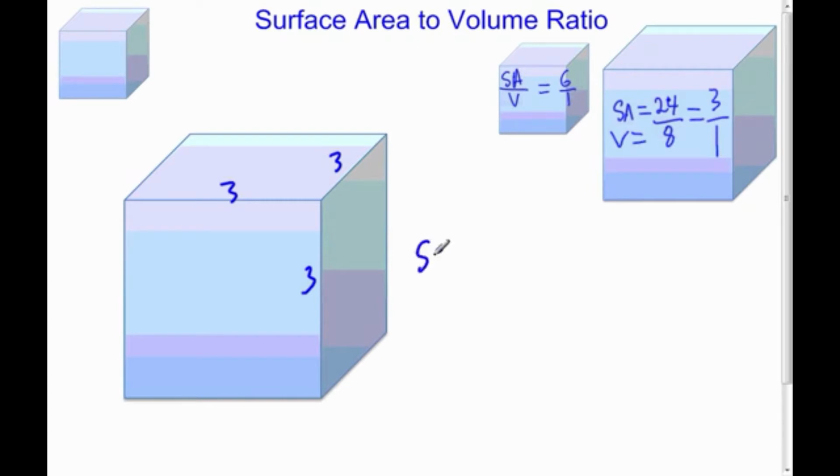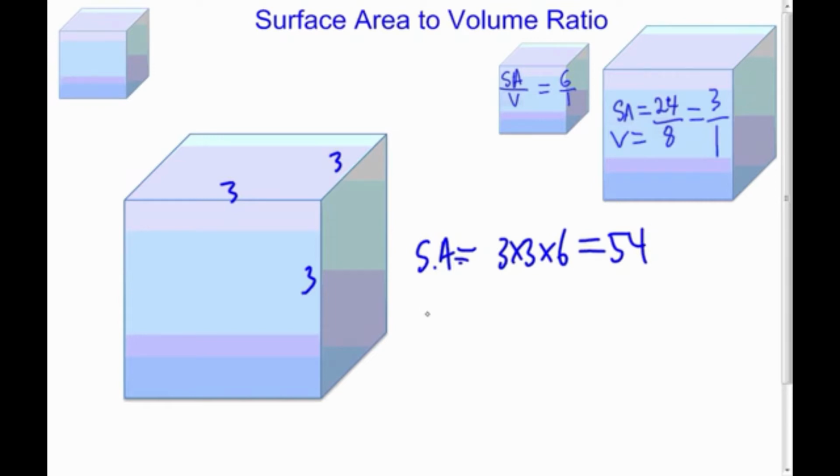For our surface area, that's length times width times 6. So it's 3 times 3 times 6. 3 times 3 is 9. And 9 times 6 is, oh, lost my pen, 54.